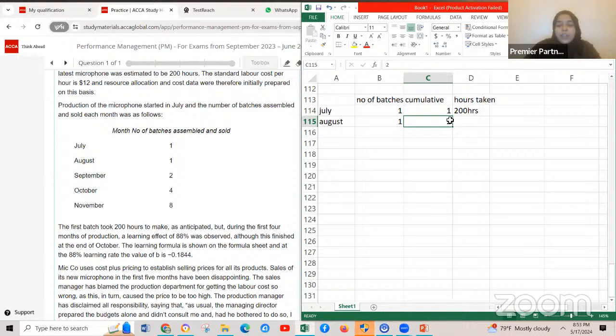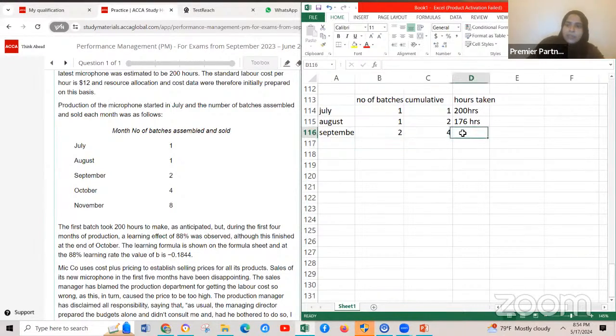So every time output doubles, there is a learning rate. What is the learning effect? 88% learning effect. So actually here, because it has directly doubled, we can simply take it like 200 into 0.88. 176 hours. We can use that first method. Every time output doubles, the learning rate applies. It goes from 1 to 2, the learning rate applies. Then in September, they have made another 2. That means total output is 4.